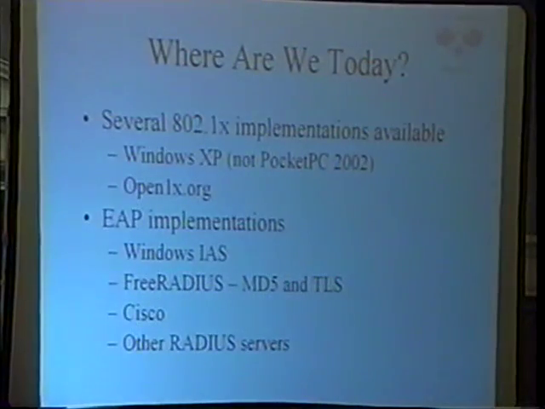EAP implementations. What servers understand EAP methods? Not what EAP methods do they understand, but at least they have a concept of what's going on in EAP encapsulated in Radius. Windows IIS and FreeRadius understand MD5 and TLS, so you can be a normal person and do MD5 and password-based, or you can get really ambitious and run your own CA and do TLS. Cisco and, I believe, Steel-Belted Radius and some others support some EAP methods at this point.